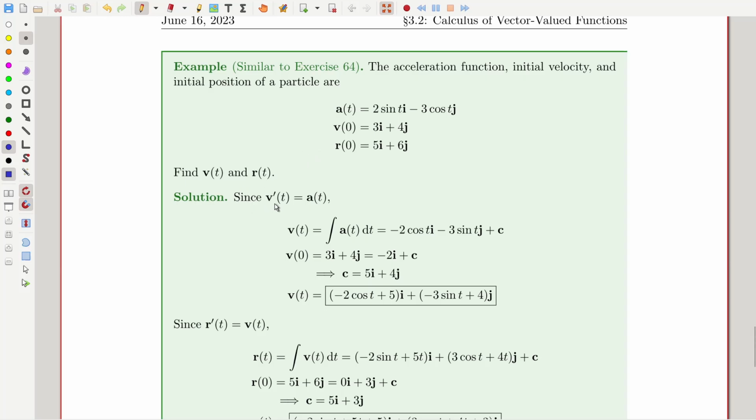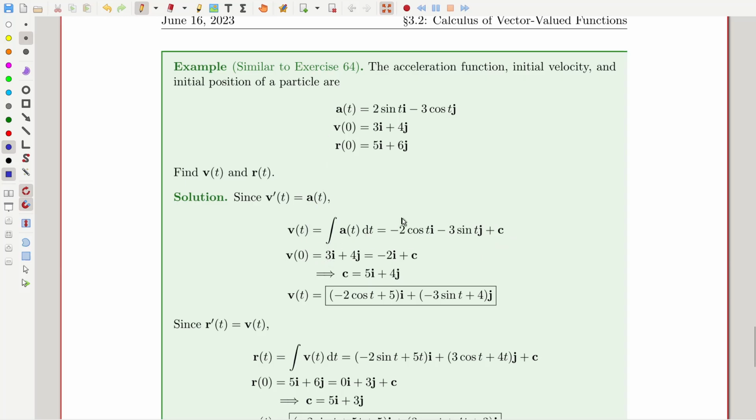Just like in Calc 1, the derivative of velocity is acceleration, the derivative of position is velocity, and when we integrate both sides, we get the formula that we're working with. So to compute the velocity function, we have to take the integral of the acceleration function, which we do here. Pretty straightforward, I think. Just the integral of sine and cosine. The only thing is that we have a constant to work with, and we have to solve for the constant. That's why we have this initial velocity vector.